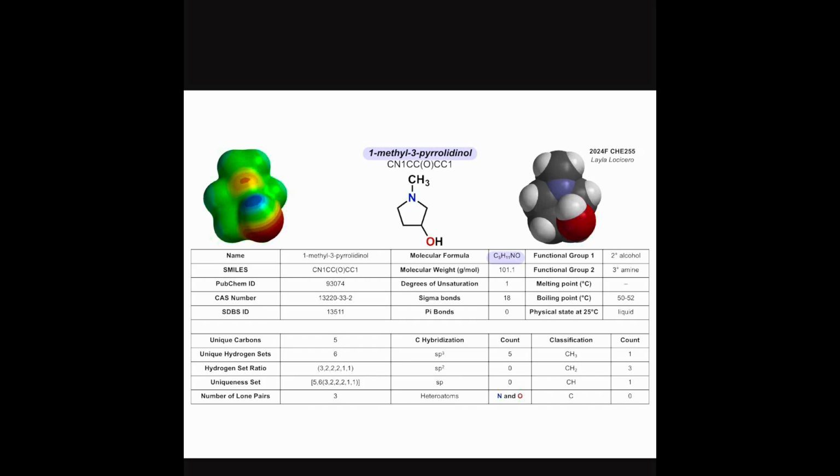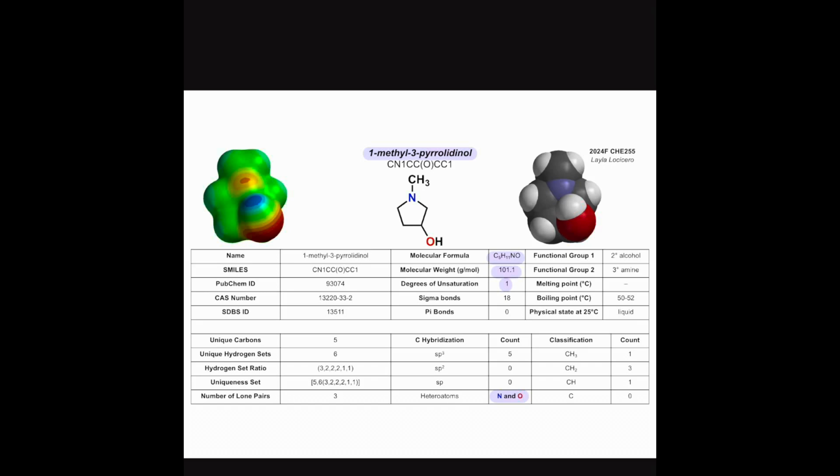It has a molecular weight of 101.1 grams per mole, and this comes from the AMUs of each individual atom present in the molecule, all added up. There's 1 degree of unsaturation, which comes from its ringed structure. There are 2 heteroatoms, nitrogen and oxygen. This gives us our 2 functional groups.